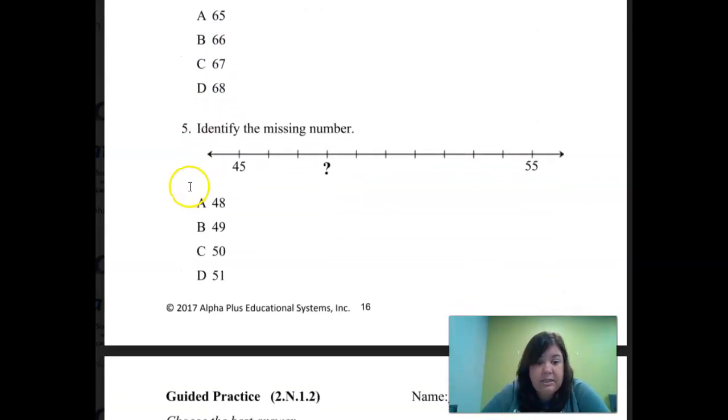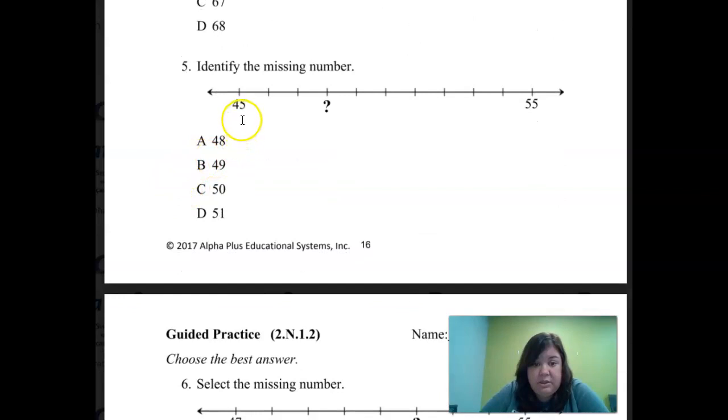All right, let's look at the next one. Let's look at number 5. So we get the number 45, and we get the number 55, and it wants us to know what this number is. So take a second, pause the video, and then see if it's A, B, C, or D. Okay, take a second and look at that now. Pause the video. Okay, so what did you get? We have 45, 46, 47, 48. A. So if you got A, 48, you are correct. Good job.